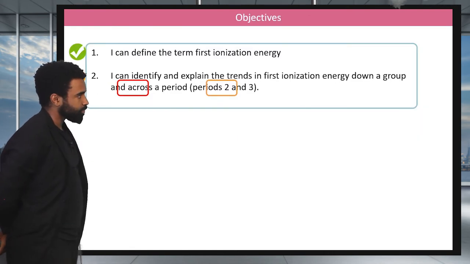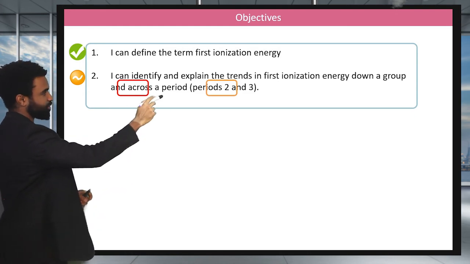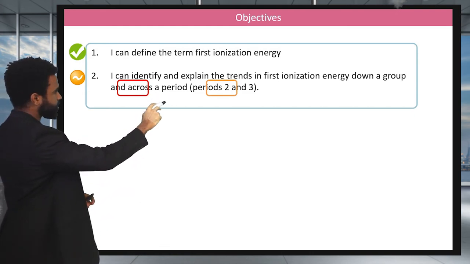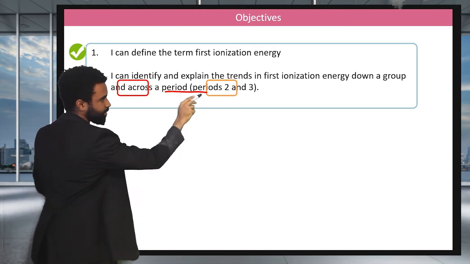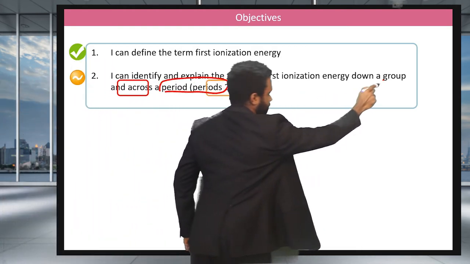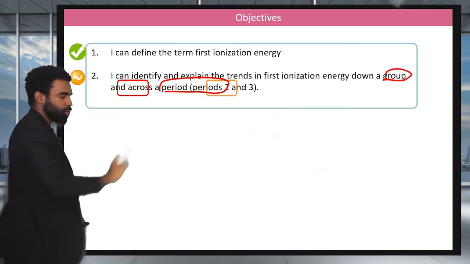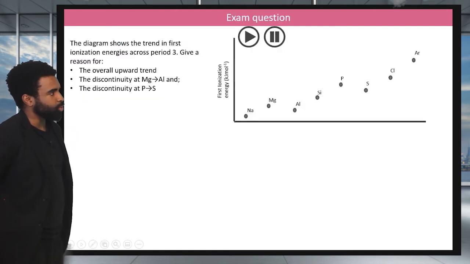So now I'd say, although it looks like something went wrong with this slide, what I wanted to point out now is that we have explained the period trend, but we haven't fully explained the group trend. So let's talk now about the group trend, or rather let's do some questions on the period trend and then we'll jump to the group trend.